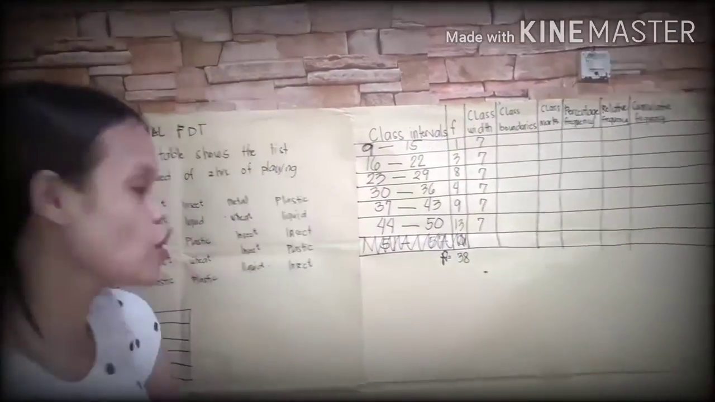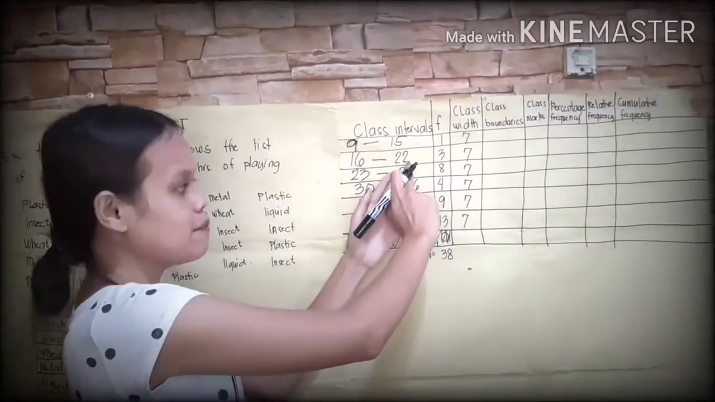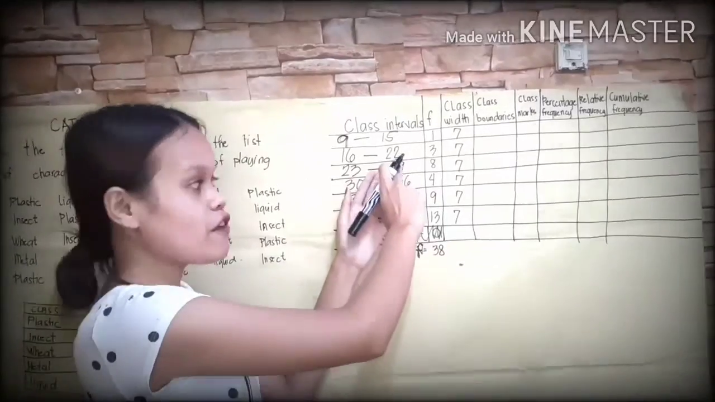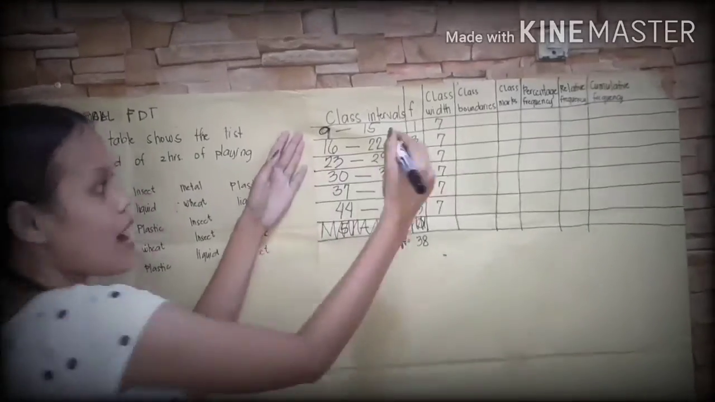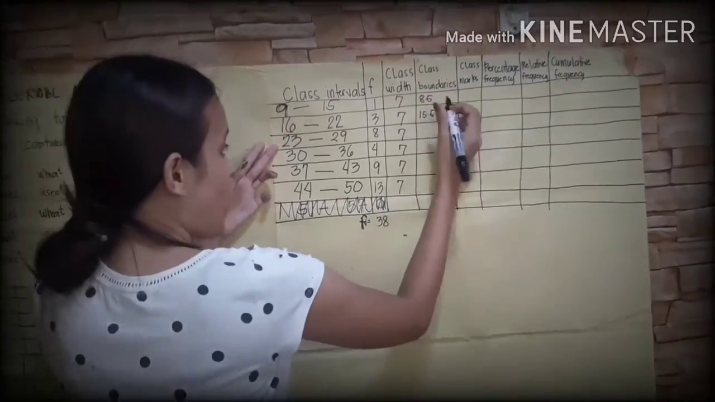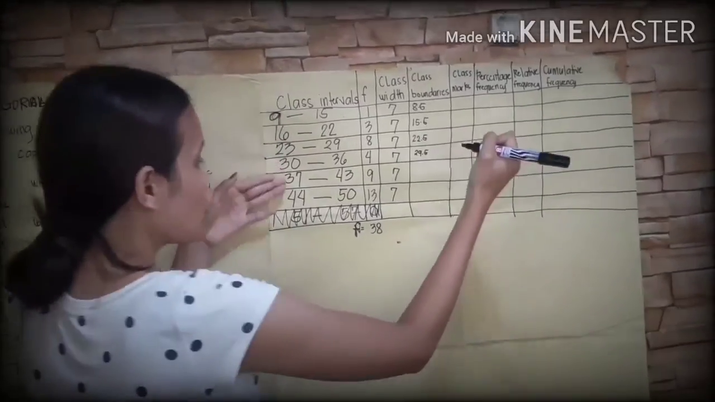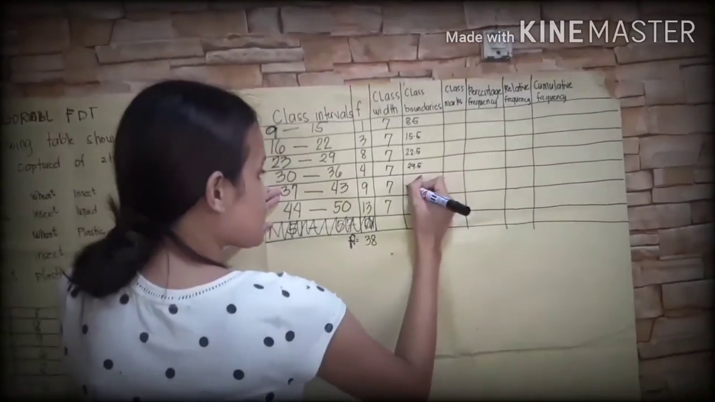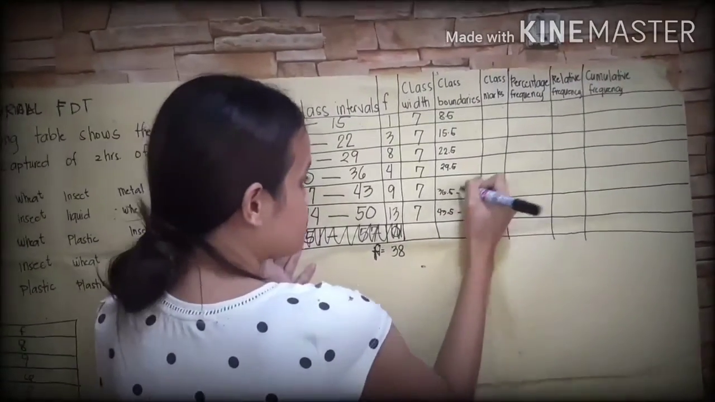In the class boundaries, you will just subtract the upper limit from the next lower limit. So 23 minus 22 is 1, divided by 2 equals 0.5. So after that, with 0.5, we're just going to subtract it from 9. So 9 minus 0.5 equals 8.5. 16 minus 0.5 equals 15.5. 23 minus 0.5 equals 22.5. 30 minus 0.5 equals 29.5. 37 minus 0.5 equals 36.5. And 44 minus 0.5 equals 43.5.